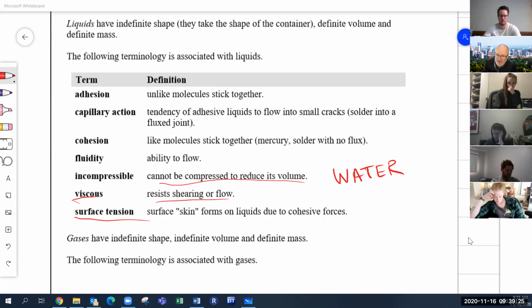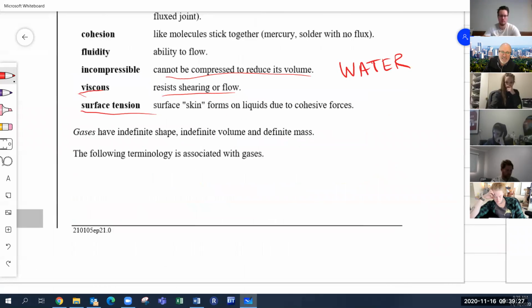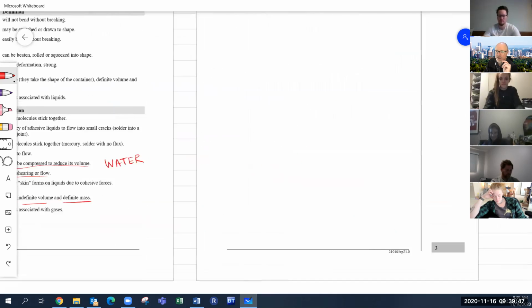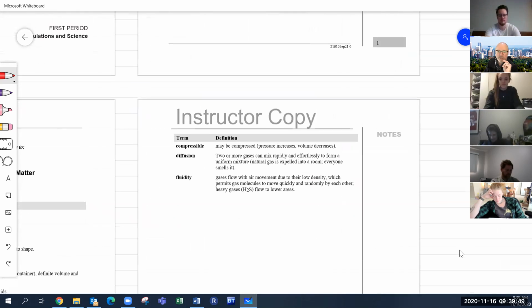So the next one that we want to talk about is gases. Okay, so this is the third one. We talk about gases. And now gases have an indefinite shape, indefinite volume, but a definite mass. And these are the terms that we need to know as we're dealing with gases. And they are over here on this page.